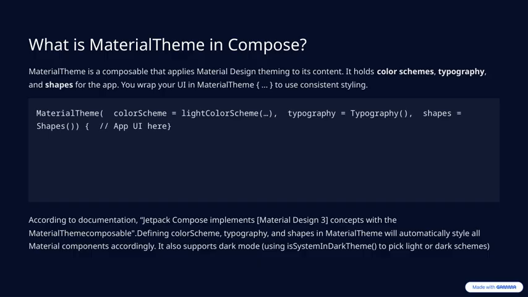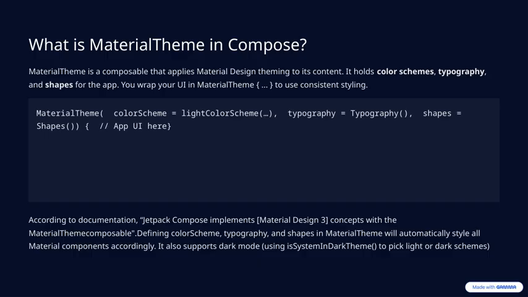Now, according to the official documentation, Jetpack Compose implements Material Design 3 concepts through this MaterialTheme composable. That means by defining your color scheme, typography, and shapes, all your material components will automatically adopt these styles, creating a cohesive and modern interface.